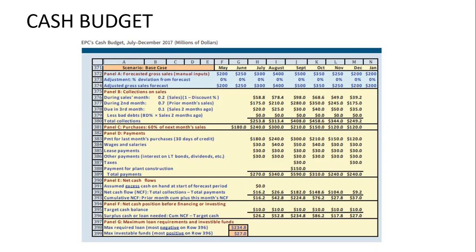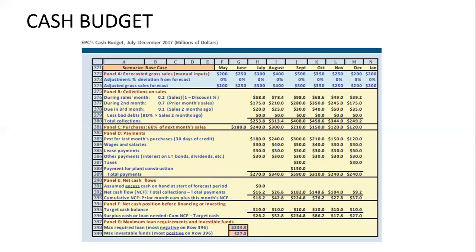So here you can see that this company has planned their cash budget from July all the way to December. And here they're making all these accounts for, okay, this is how much sales money we'll be getting in cash. This is how many payments, this is our net cash flow. And so here, I'm not going to go into too much detail.